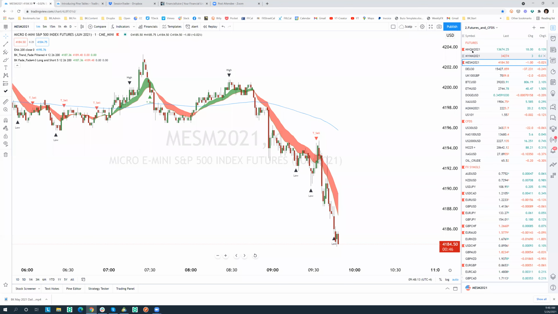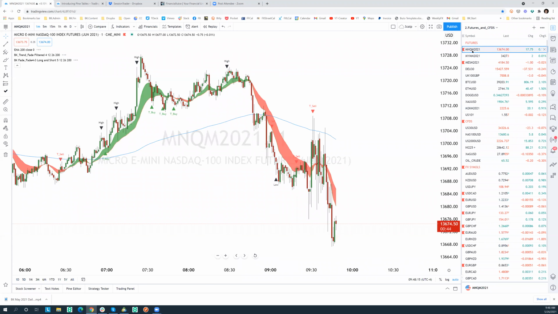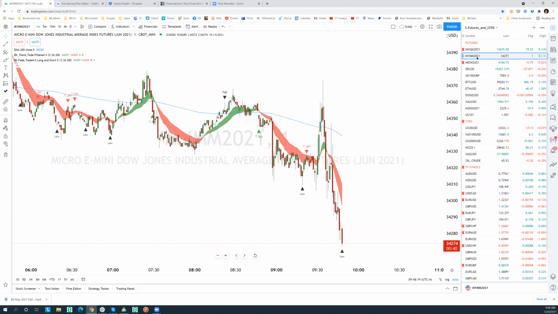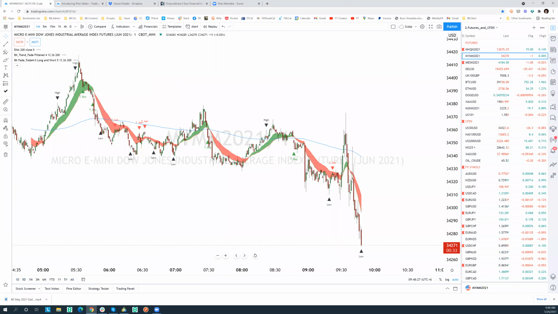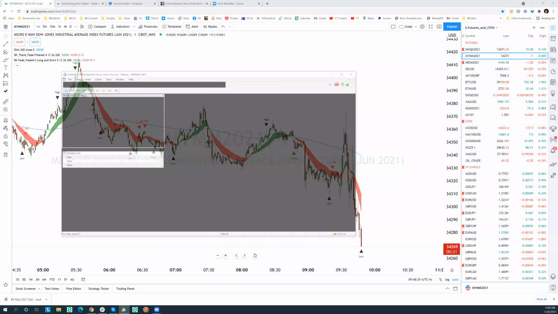Let's see where the... Okay, so Dow is also printing a low right now. Where's my thing? Here we go.